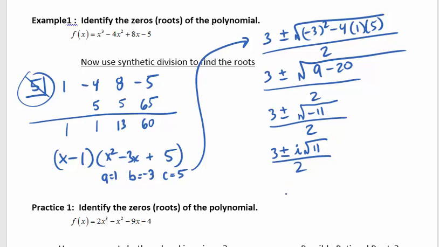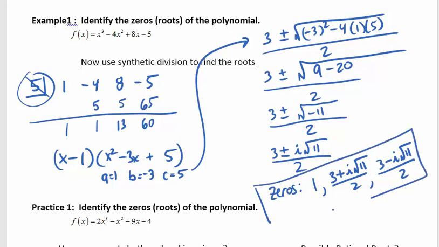So we knew our zeros were: we had a zero of positive 1. We have a zero of 3 plus i times the square root of 11 over 2, and 3 minus i times the square root of 11 over 2. So there are the zeros now of our polynomial function. Let's go back up real quick and check. We listed our possible combinations here and see which one we have.